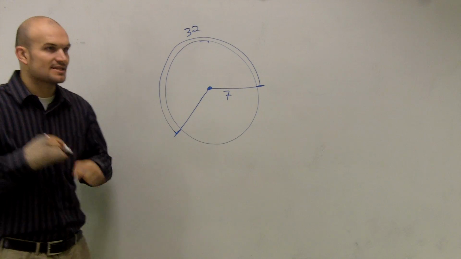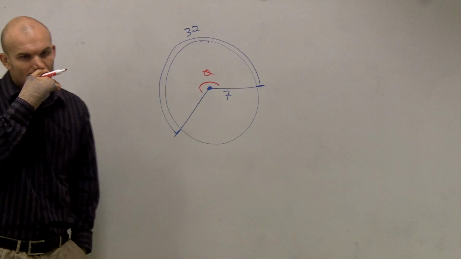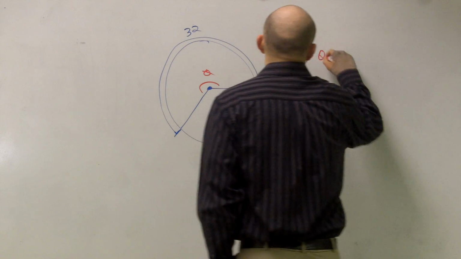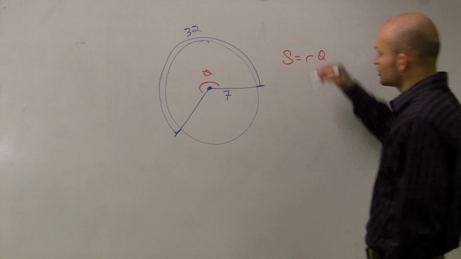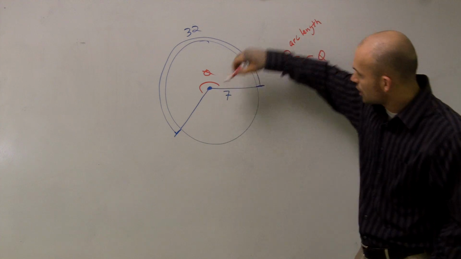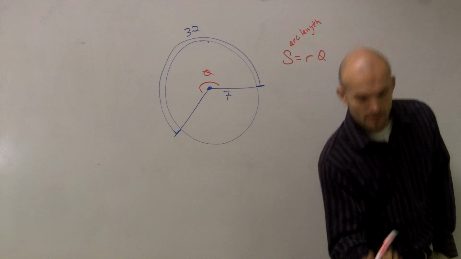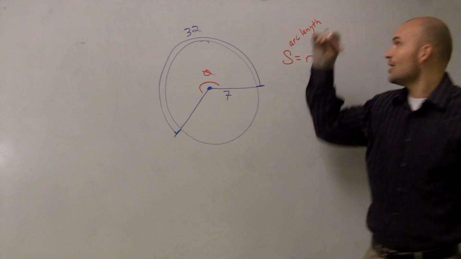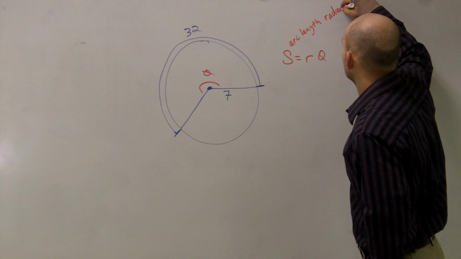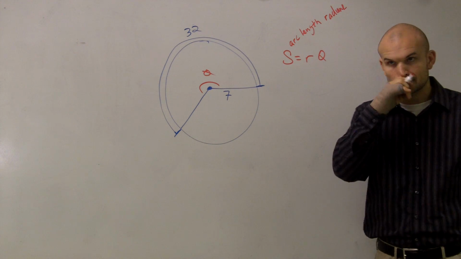What the problem is asking us is find our central angle, which we're going to call theta. The formula that you guys need to know from this is S equals R times theta, and S is going to represent your arc length. The arc length is from here all the way to here of your angle. Make sure your arc length has to be in radians. Always remember that.